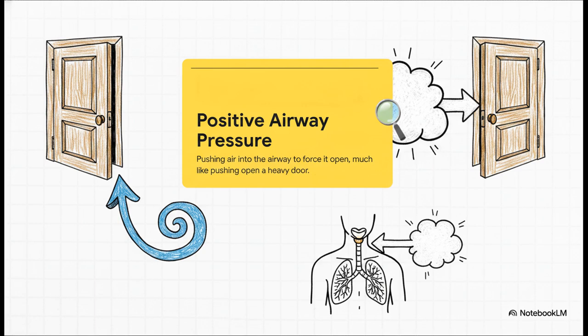To visualize this, think of the airway like a heavy door. A vacuum, or negative pressure, would be like trying to pull the door open. Positive pressure, on the other hand, is physically pushing that door open. The machine is literally using forced air to push the patient's airways open so that essential gas exchange can happen.